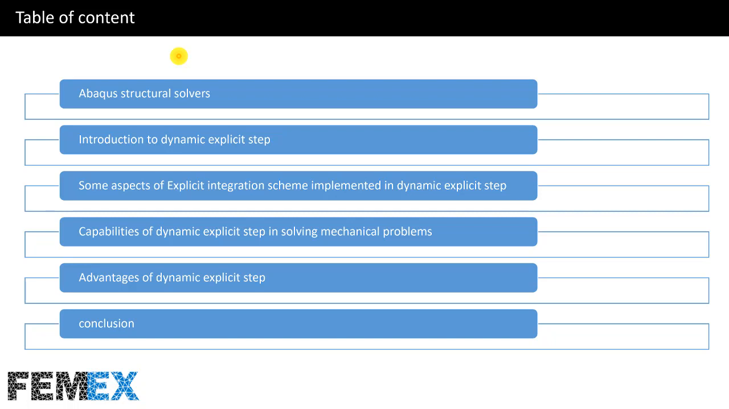First of all, I will talk about Abaqus structural solvers. Then I will talk about introduction to dynamic explicit step. Then I will talk about some aspects of explicit integration scheme implemented in dynamic explicit step. Then I will talk about capabilities of dynamic explicit step in solving mechanical problems. Then I will talk about advantages of dynamic explicit step. Then I will talk about conclusion of this video.